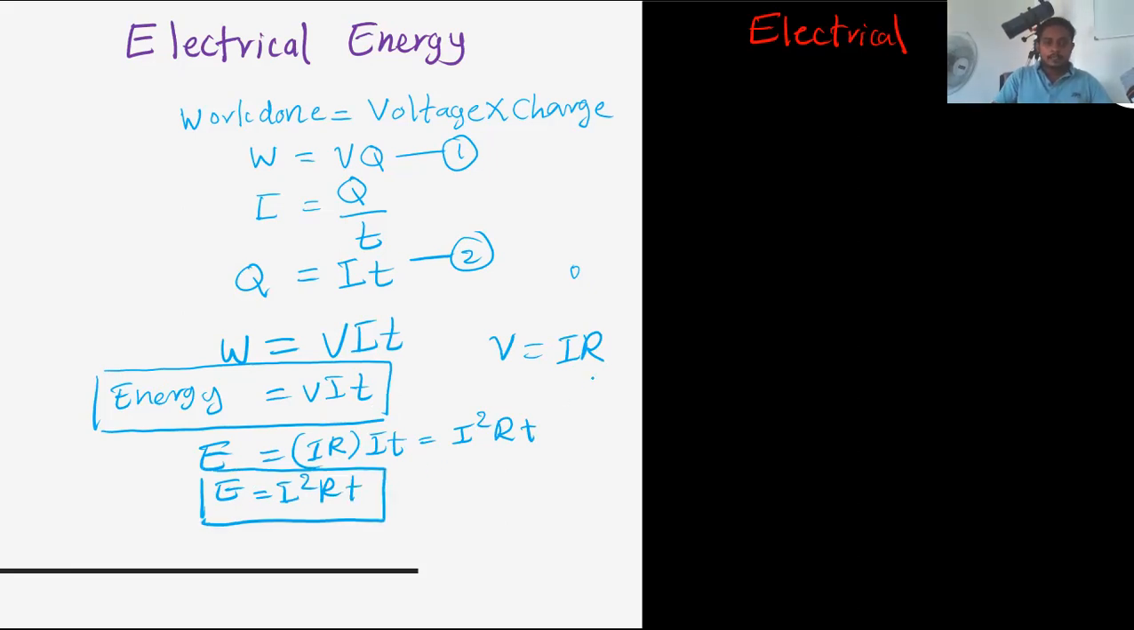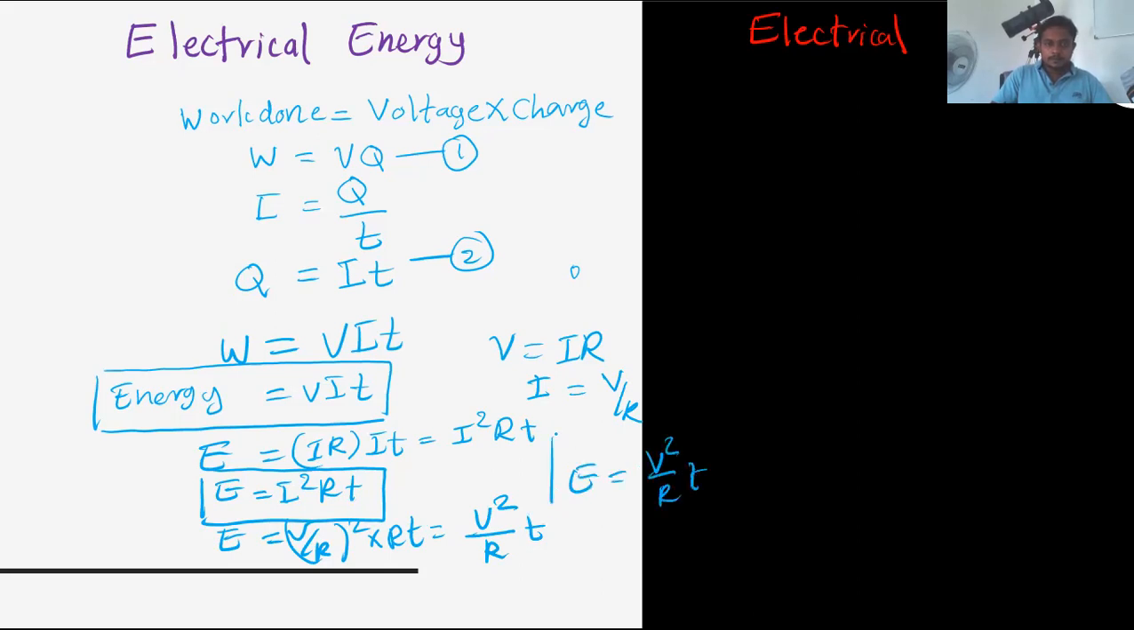Again, instead of I, we can use I is equal to V over R. I'm using V over R for I. I'm getting E as V over R squared into RT. Finally, the R's cancel out and I'm getting V squared over RT. So the third equation for energy is E is equal to V squared over RT. So these are three equations that you need to remember about electrical energy. That is in your tutorial as well. This is the proof of that.